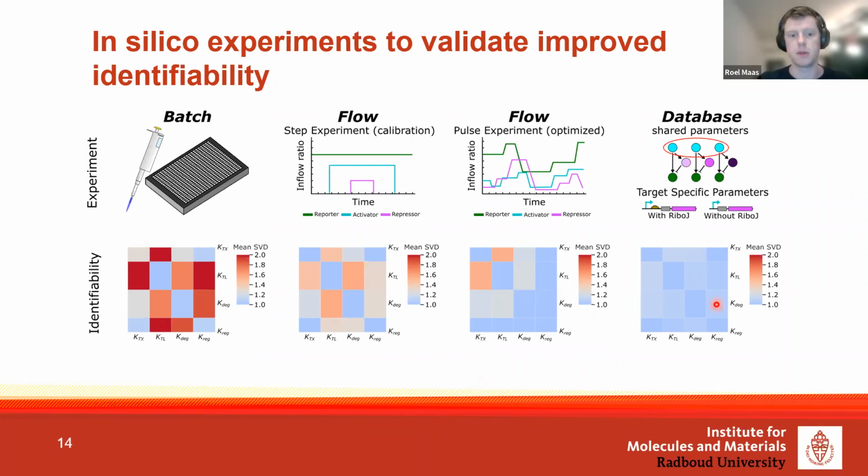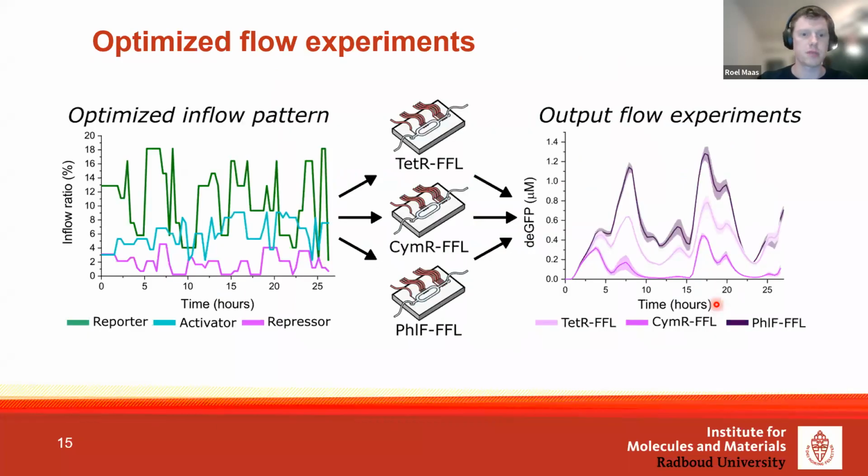So this showed us that we are convinced now that we can perform the experiments and it would actually work to at least improve on the parameter distributions. So we performed this optimized flow experiment. We used the same optimized inflow pattern for all three feed-forward loops. And then this is the data with the OHR. So this is the data which comes out.